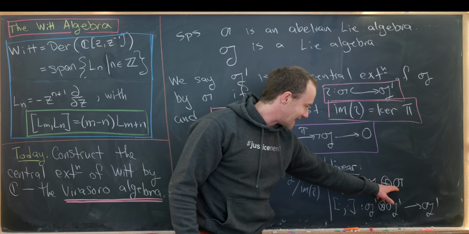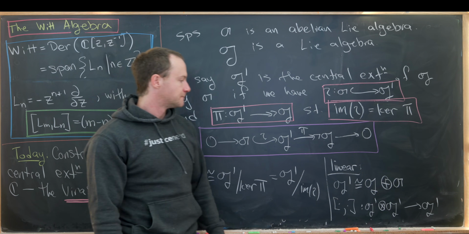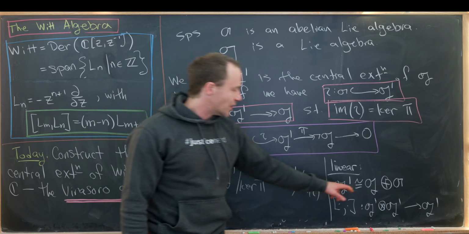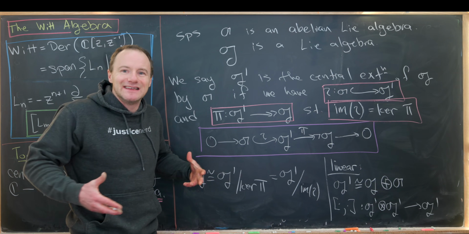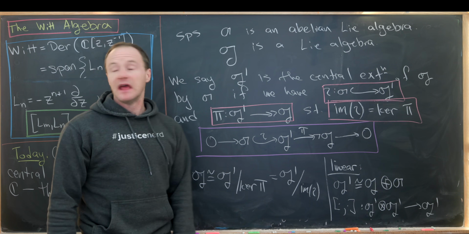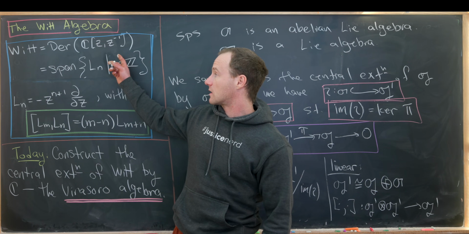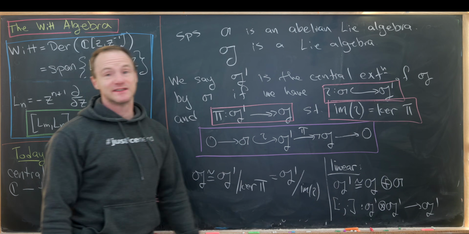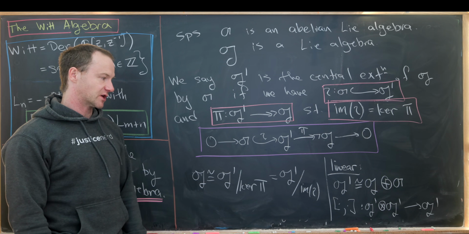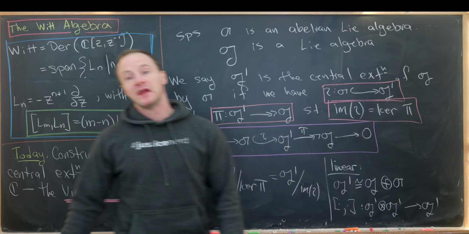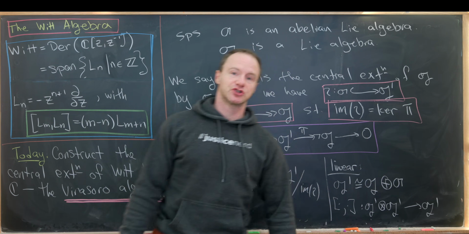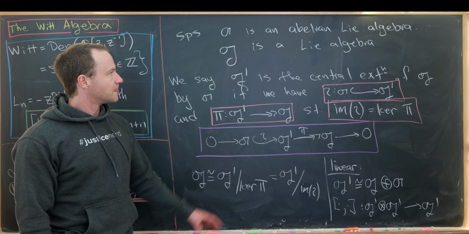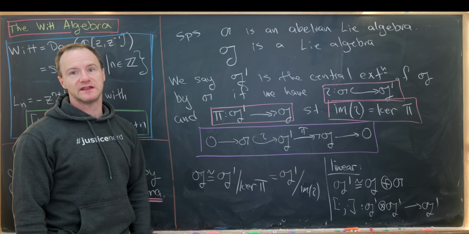We know what the bracket is on A. That's clear. It's trivial because this is an abelian Lie algebra. We know what the bracket is on G because that is our given Lie algebra. In the example that we'll work out, our given Lie algebra is Witt. And what we want to sort out is what the bracket is on this new Lie algebra that we're constructing, G prime. In our example over here, that is the Virasoro algebra. Okay, so that's important to keep straight right now. Let's get rid of this and then we'll move on to the next step.